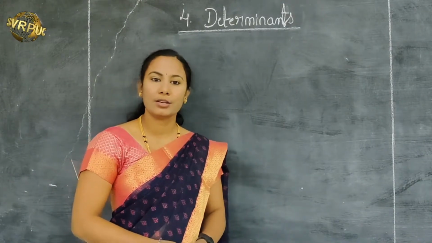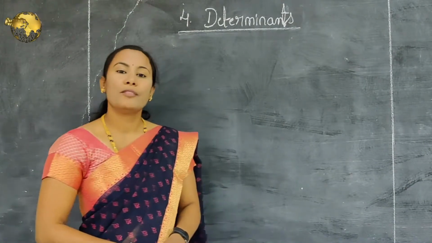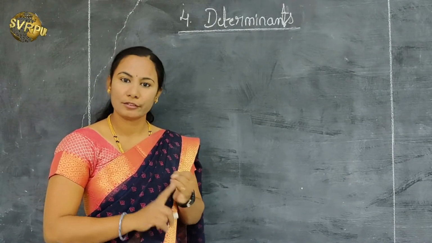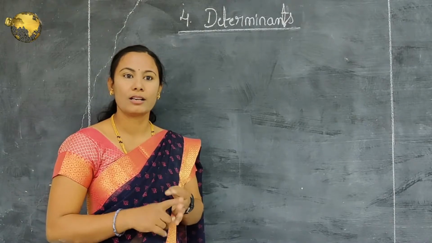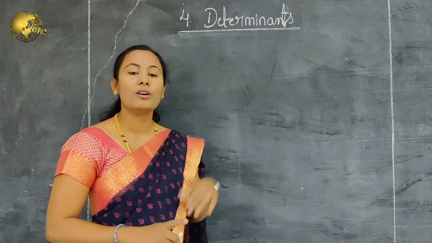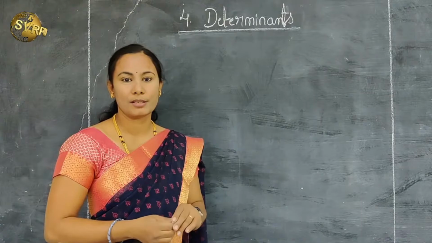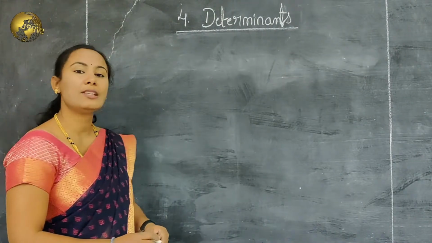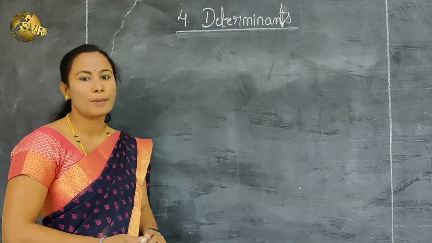According to your PU board, there will be 12 marks allotted in this chapter. That is one question each of 1 mark, 2 marks, 4 marks and 5 marks. So for examination purposes also, it is a quite important chapter. We can say that determinant is a continuation chapter of matrices.